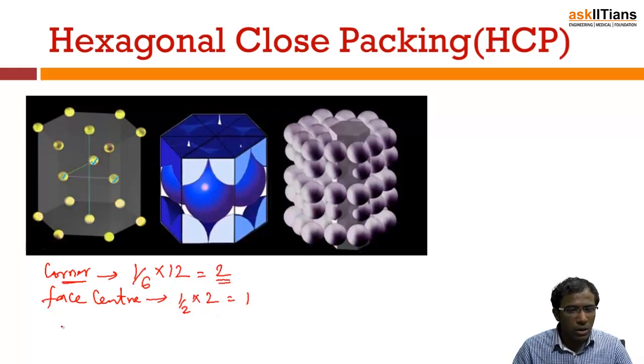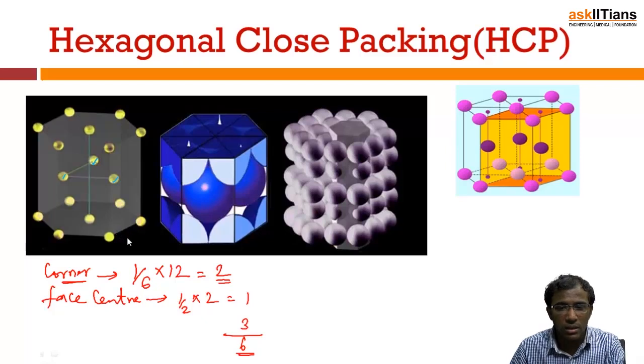So half into 2, that will get 1. Now let's see these 3. Since these 3 particles belong entirely to the unit cell, we have 3 more particles. So 3 plus 1 plus 2, total we have 6 particles per unit cell. So the HCP unit cell contains 6 particles. So this is about the structure of the unit cell of HCP and the number of particles it contains.